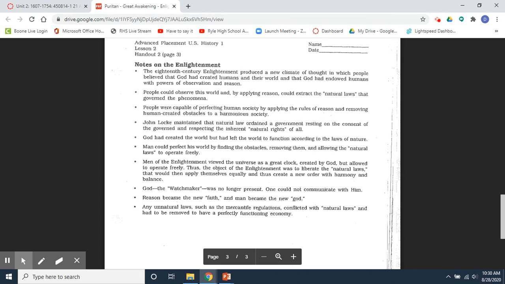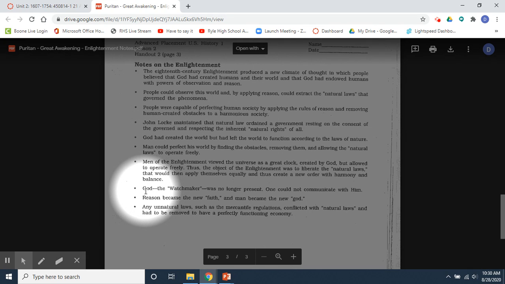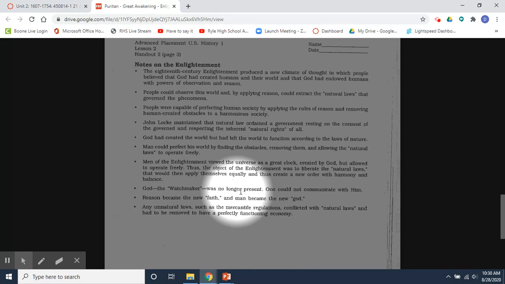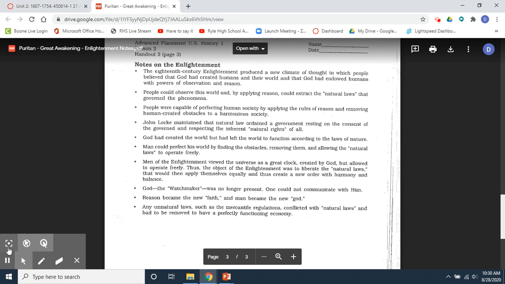And really the Enlightenment is an emphasis on human reason and progress, and it really doesn't need God, because the Enlightenment is going to trust your senses. At best, and you can see down here at the bottom, in Enlightenment, God is there, but he's a watchmaker and he's no longer present. Under Puritanism, God is present and personal, and certainly God was personal during the Great Awakening.